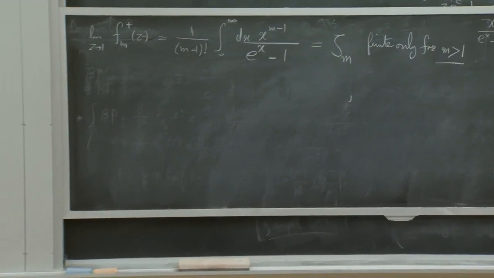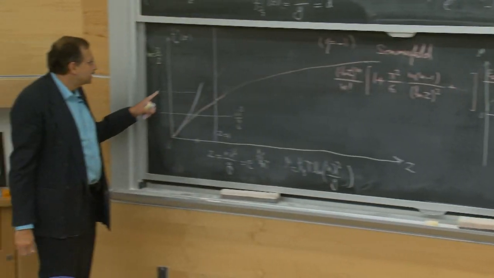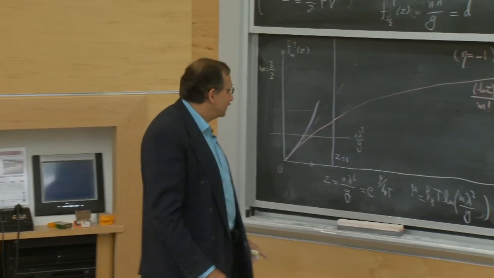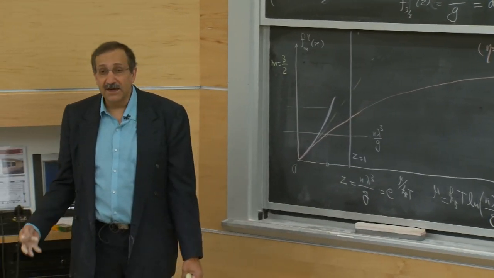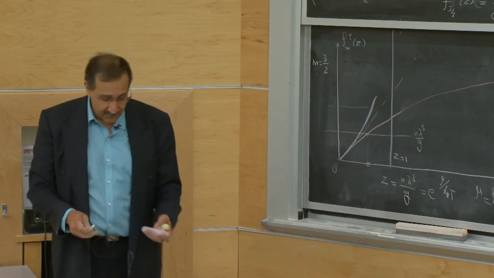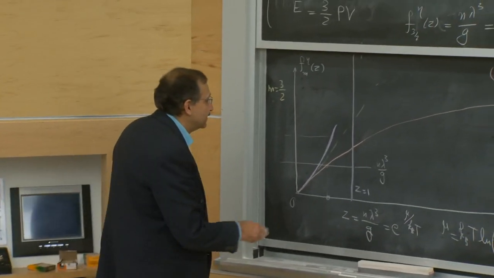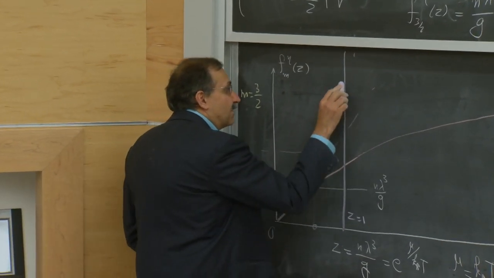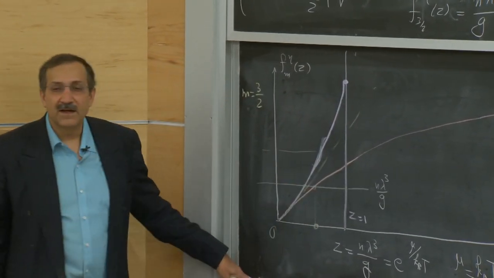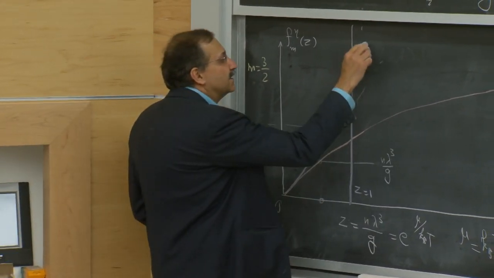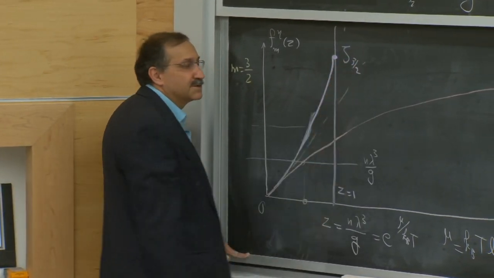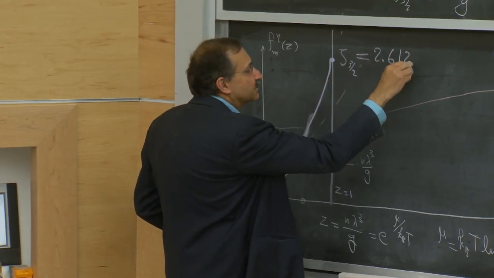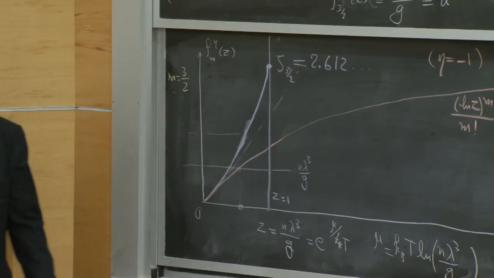So in particular, we are interested in the case of m equals 3/2. Then at z equals 1, I have a finite value. It is zeta of 3/2. So basically, the function will come up to a finite value at z equals 1, which is this zeta of 3/2, which you can look up in tables. It's 2.612, and so on. OK?